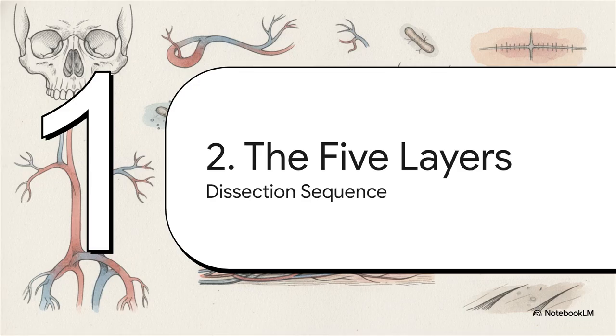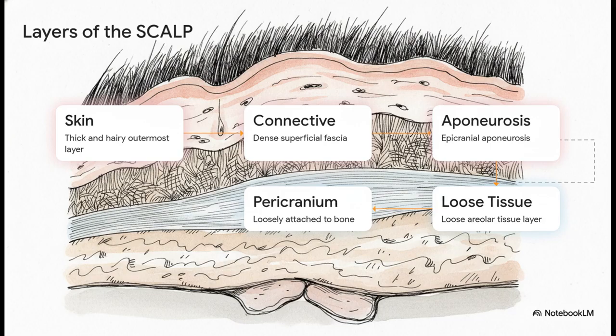Moving right along to Section 2, the 5 layers of the scalp, the dissection sequence. Now, medical mnemonics are absolute lifesavers, right? And for this one, the word scalp itself is quite literally the cheat code for the 5 layers. S is for skin, C is for connective tissue, A is the aponeurotic layer, L is loose areolar tissue, and P is pericranium. It's just perfectly designed to help you remember the exact sequence from superficial to deep.